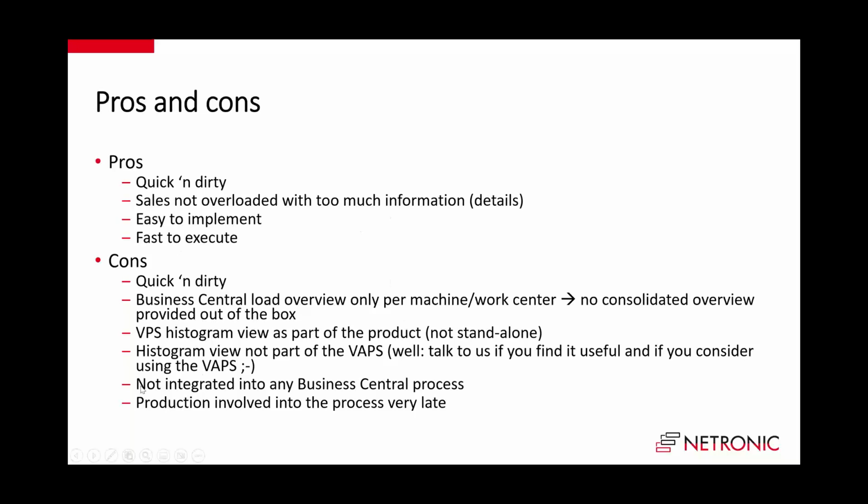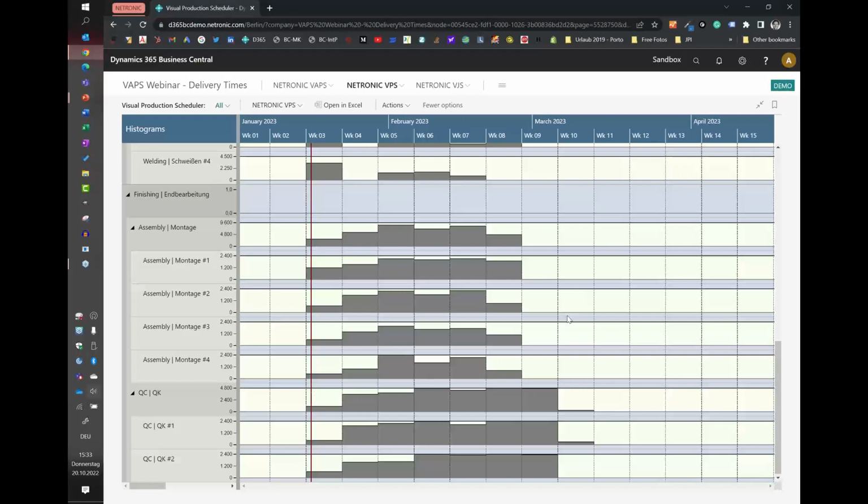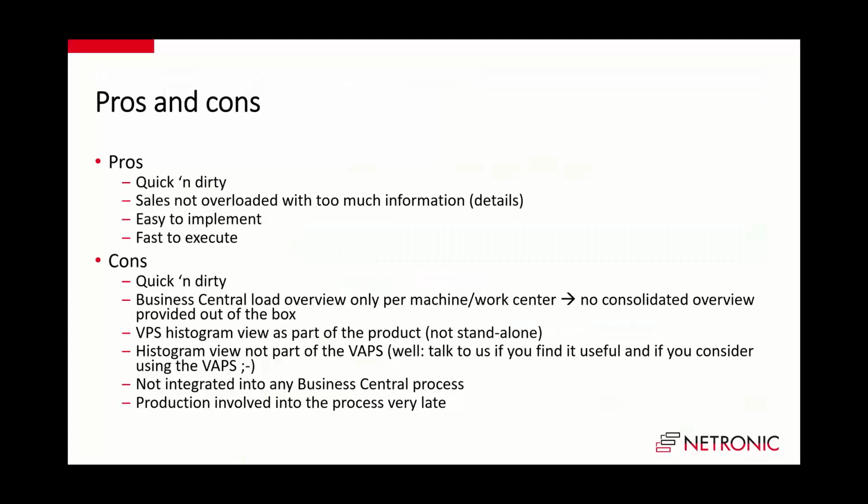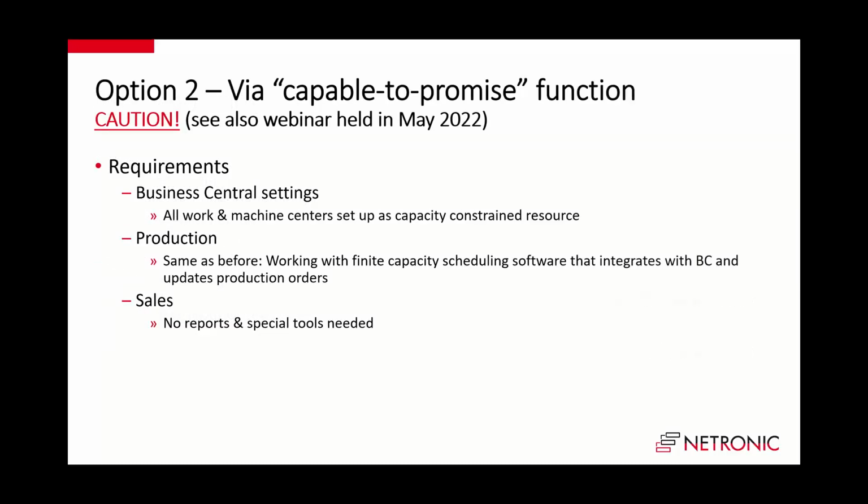A bigger con is that this process is not integrated into any Business Central process, right? You have your finite capacity scheduling in Business Central, you look at this, and then you give the customer some information, but production only gets involved in the process very late. The production order is created very late. The demand is created very late. And hence, there is also a second option for the case where the salespeople need to give the answer. And this is much more tied into the overall Business Central processes, into the Business Central functionality.